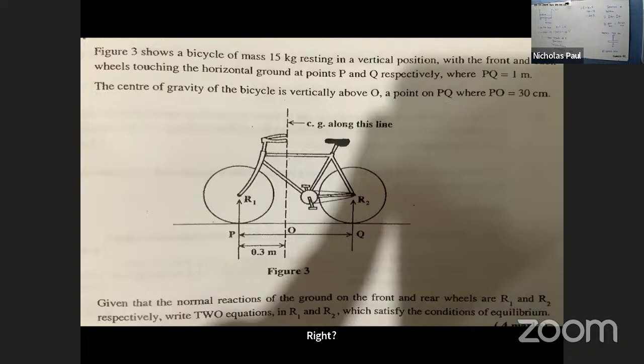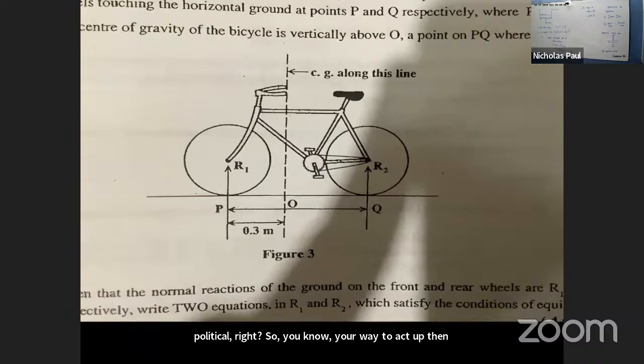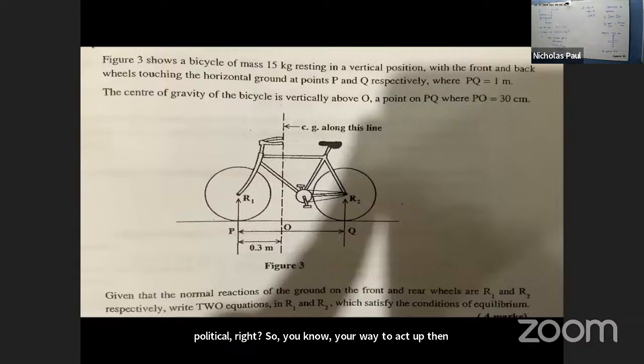So it rests on the horizontal at points P and Q respectively. PQ is 1 meter. The center of gravity of the bicycle is vertically above O, right? So you know your weight will act down there. All right, so here's what they want. They want two equations that satisfy conditions for equilibrium. No working. Just two equations.